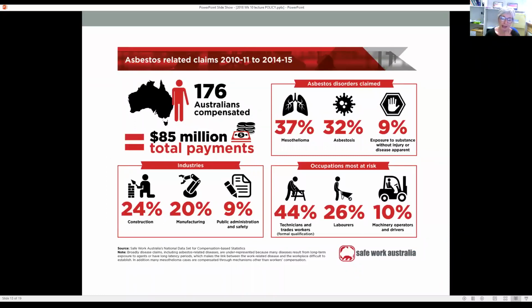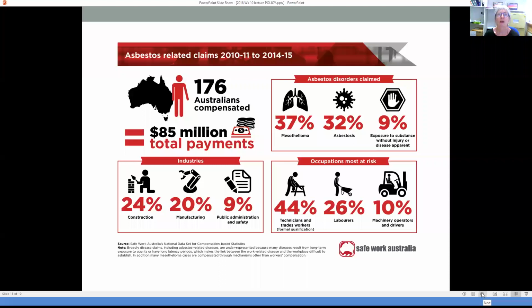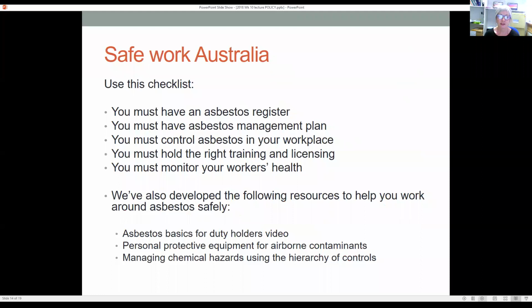But there are laws now. There was a total ban of asbestos in 2003, and there are buildings, of course, all over the country with asbestos in it, but there are regulations and codes of practice. This comes from the Safe Work Australia site. It provides information for employers, employees, and organisations across the country.